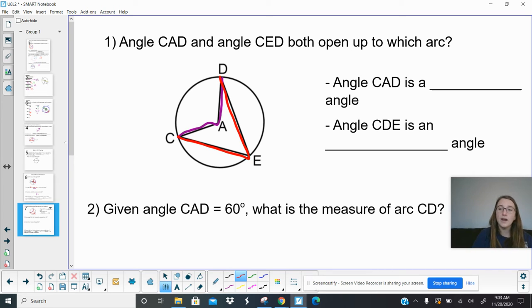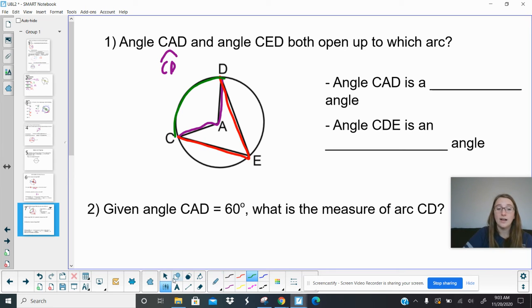Notice they open up, they cut my circle into the same arcs. What arc do they both open up to? They both open up to arc CD. Notice again, my angle opens up to CD. My smaller angle coming from the back there also opens up to CD. They open up to the same arc.